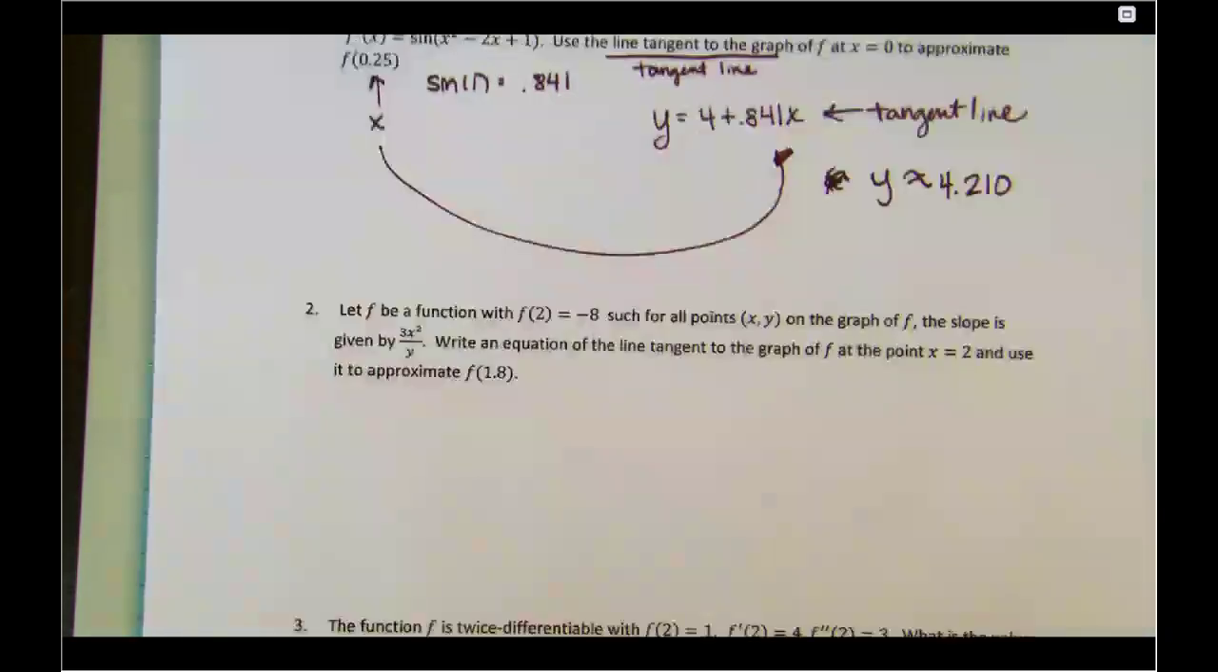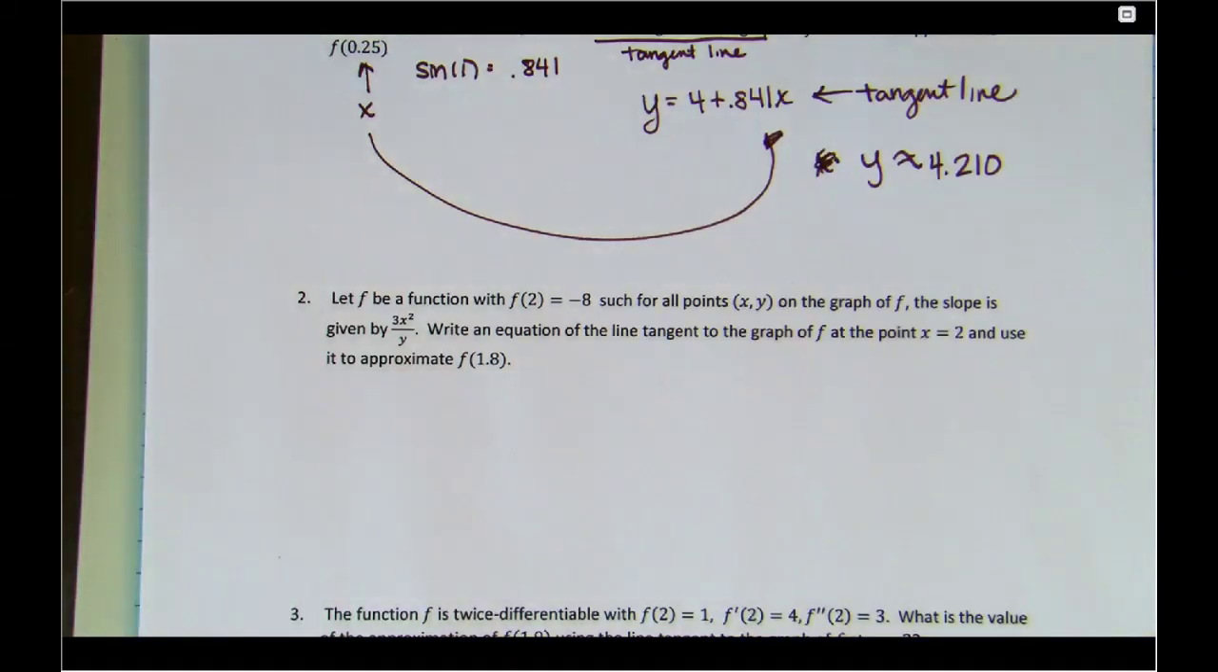Okay, try number 2. That's what your homework is like. Oh, sweet.